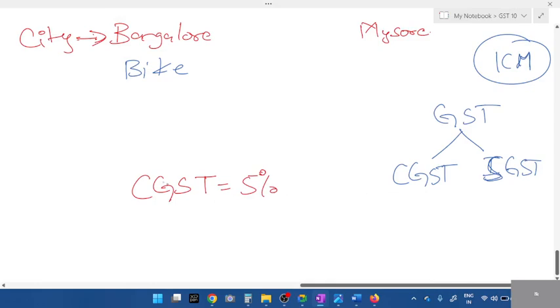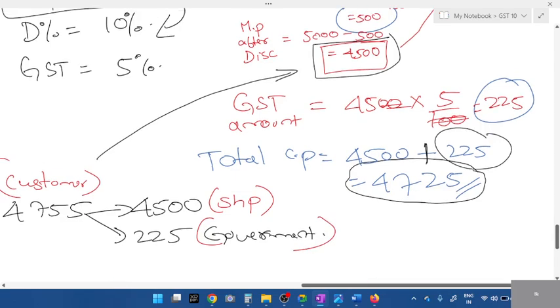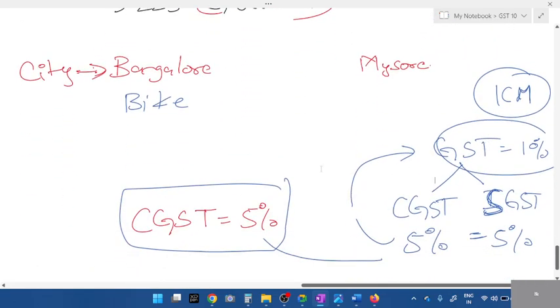Now tell me what is the value I've given here? GST value or CGST value? So if I write CGST 5% here, what will be SGST? Even this was the same. Now tell me what is GST? 5 plus 5? 10%. Can you see the difference? You all understood this concept?